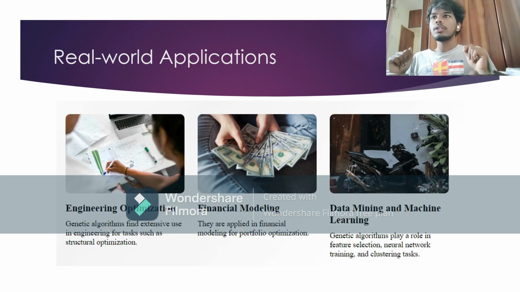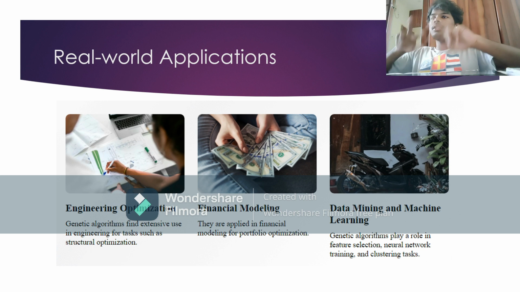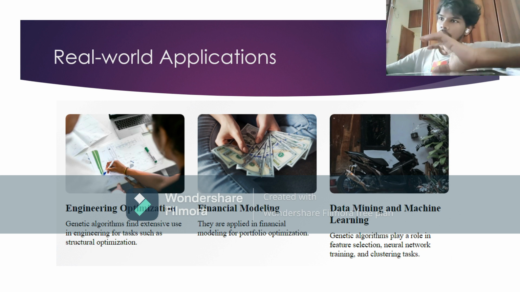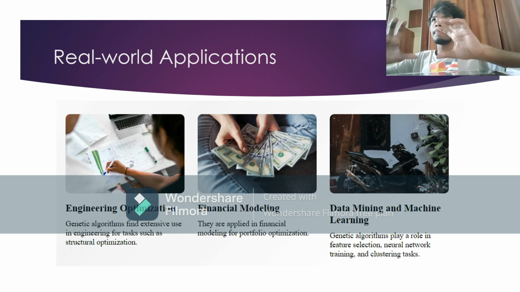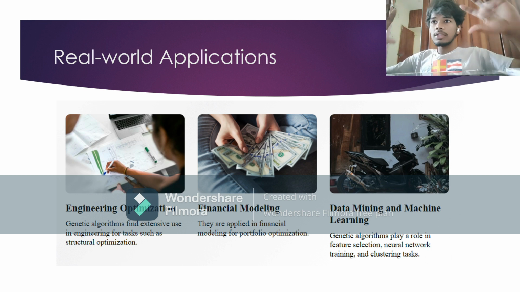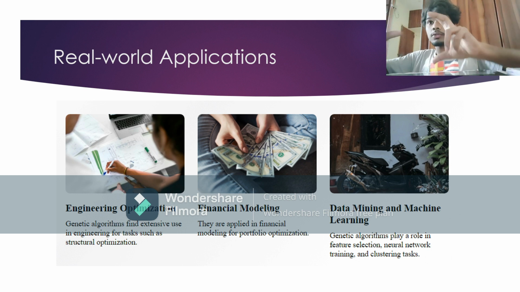So we move on to the real world applications. The real world applications include engineering optimization. Genetic algorithms find extensive use in engineering for tasks such as structural optimization. Then financial modeling. They are applied in financial modeling for portfolio optimization. So in these two examples, we can see that genetic algorithms are used for structures, in a graph-like manner, so that it can be easily found which is the optimized technique to use to approach a problem.